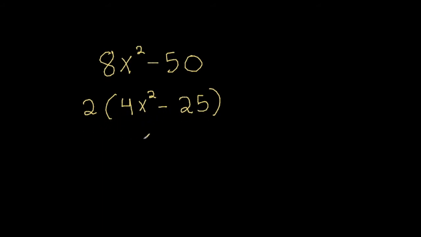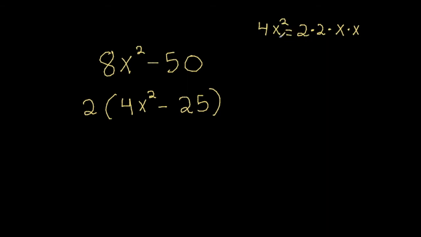Well, maybe not. Now we have to ask ourselves the question, is this the difference of 2 squares? Well, let's look at the 4x squared here. Let's do some rough work. 4x squared. Let's try to break it down as much as we can. 4 is 2 times 2, and x squared is x times x. Does it look like we're multiplying something by itself?